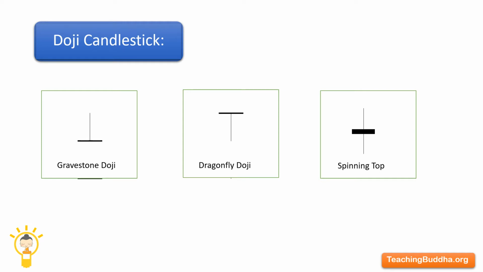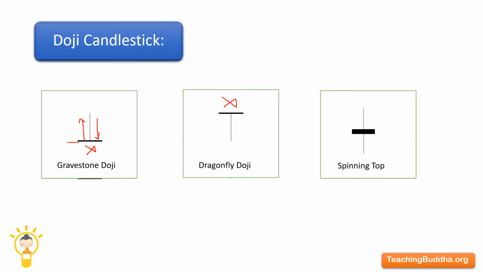These are different doji candlesticks. The first one is gravestone doji. In gravestone doji, there is no lower shadow here. What this shows is that right from the beginning, the price has moved up and sellers pushed the price back downwards. Therefore, gravestone doji does not have a lower shadow. Similarly, in the dragonfly doji, there will not be any upper shadow.